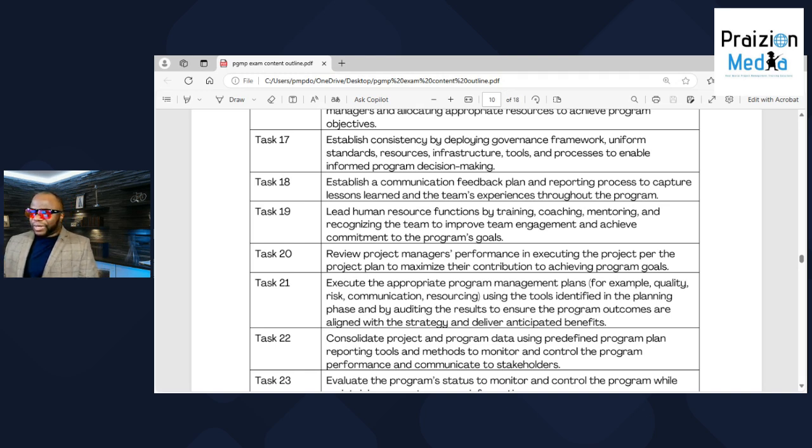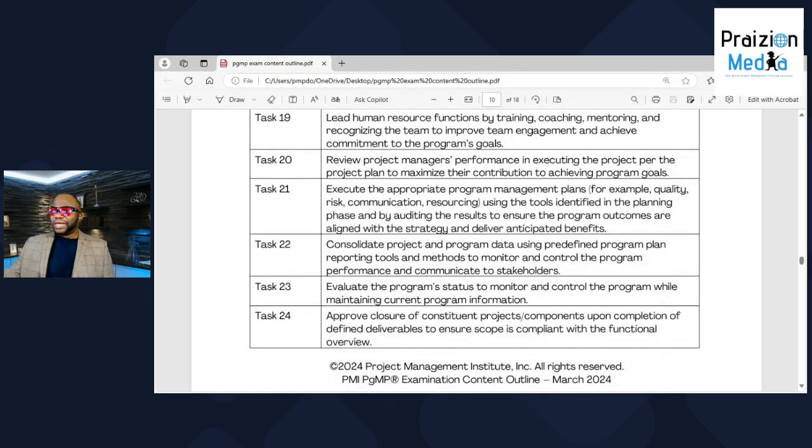Okay. So here we have establish a communication feedback plan and reporting process to capture lessons learned. Very important. This is something that you should do in your real world for sure. Lead human resource functions by training, coaching, mentoring, and recognizing the team. Now, for this, one of the best ways to do this is empower each team. Empower each team to identify needs that only they can see. And then you, as the program manager, you have your things you identify that the team should be learning. And both are important.